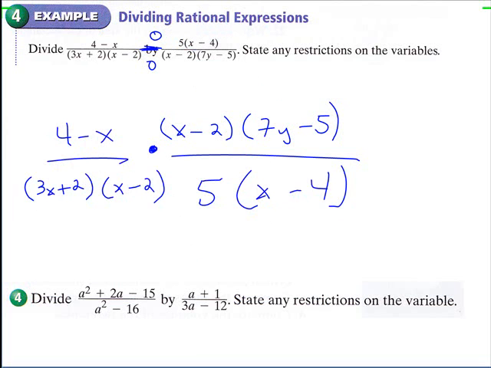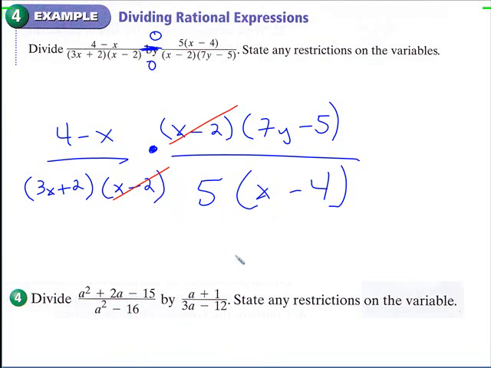Now you want to look for terms that are the same so that you can cancel them. Everything's already factored out, so this was a nice example. It looks like these x minus 2's cancel. Anything else exactly the same? It doesn't look like anything else is exactly the same.